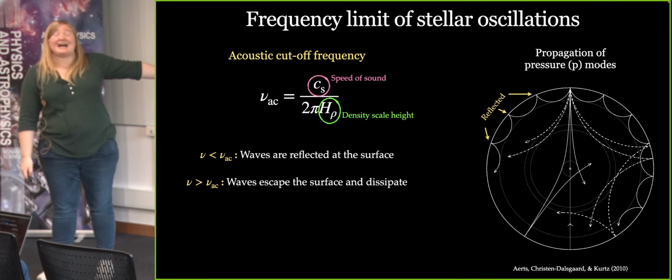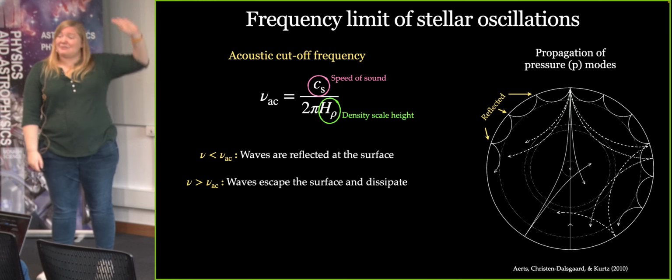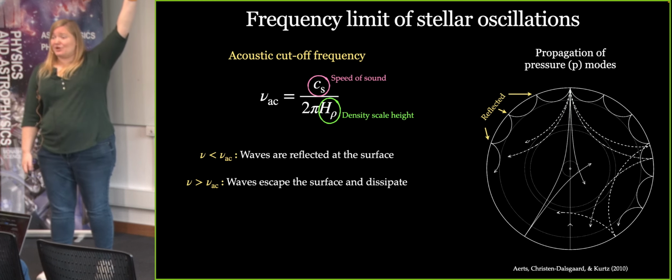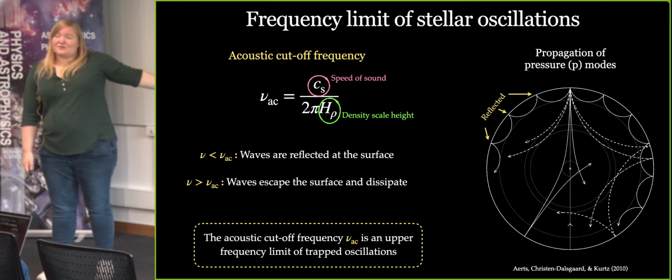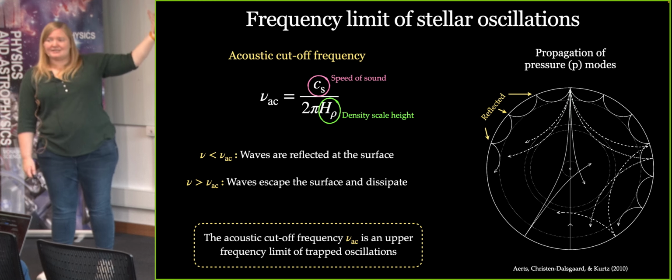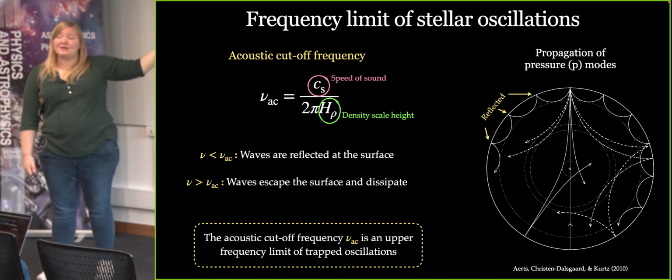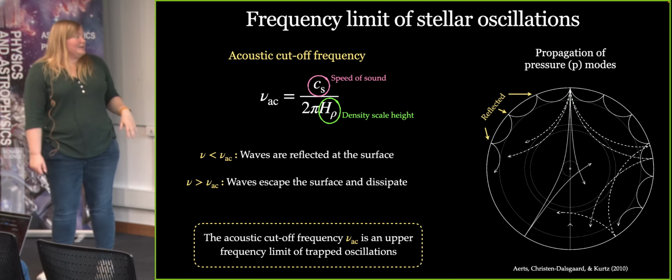If the frequencies are higher than this, then they escape the surface and dissipate, and we would not be able to observe them. So essentially, this acoustic cutoff frequency puts an upper limit on the frequency of oscillations that these kinds of stars should have, and gravity mode oscillations are lower than these acoustic frequencies, for comparison.